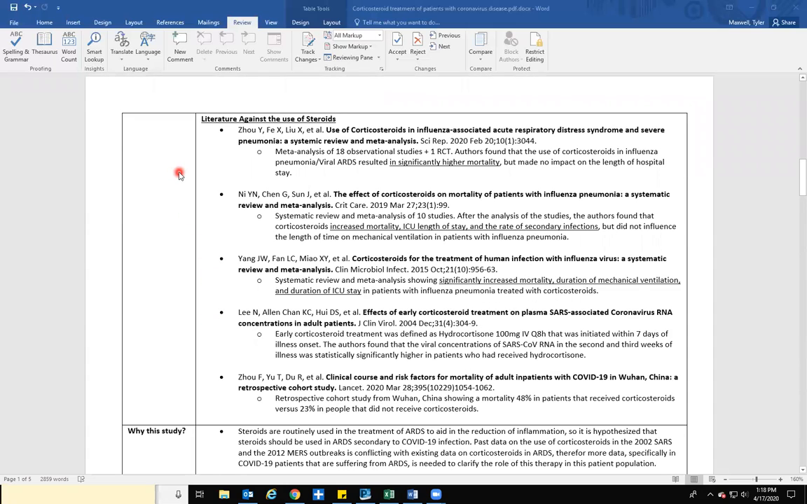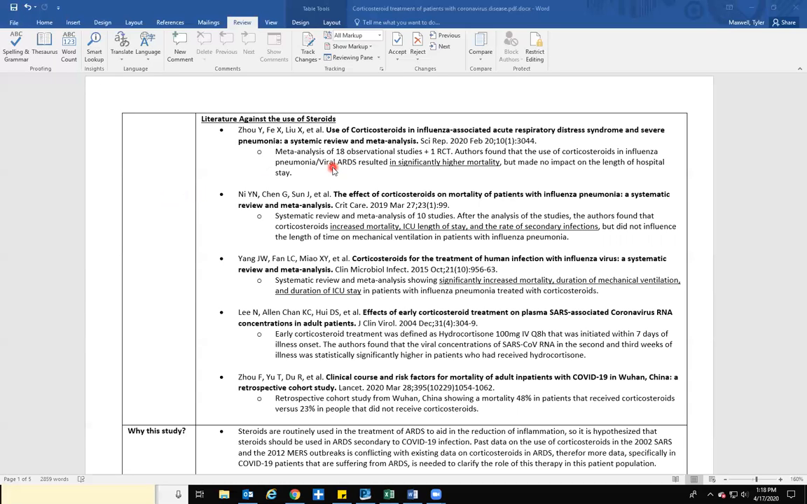Some of the literature that we have against the use of steroids, the first three here actually are articles on use in acute respiratory distress syndrome or on mortality for patients with influenza pneumonia. Now, influenza pneumonia and coronavirus pneumonia are not the exact same, but influenza is a viral pneumonia, and it is a single-strand RNA virus pneumonia to add to that as well.